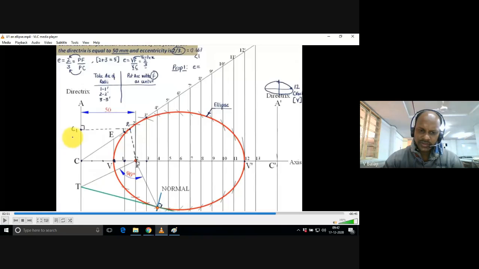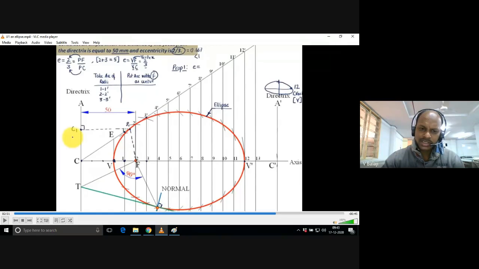What is the distance of VF? 20, right? And VC is 30. So VF by VC is 20 by 30, which means 2 by 3. That means if the vertex is moving from here to somewhere P, even though this PF is increasing and this PC1 is also increasing, the ratio never changes. Like that, the ratio becomes constant.